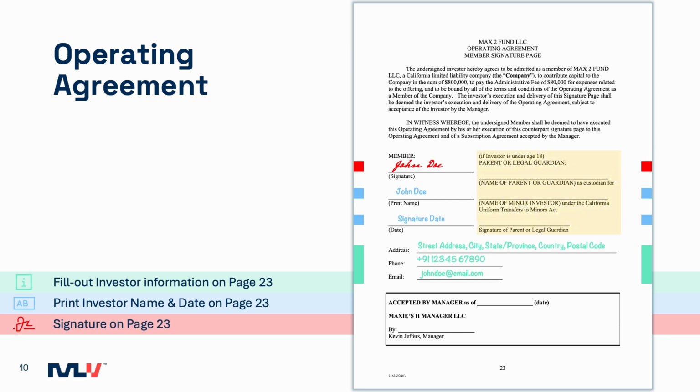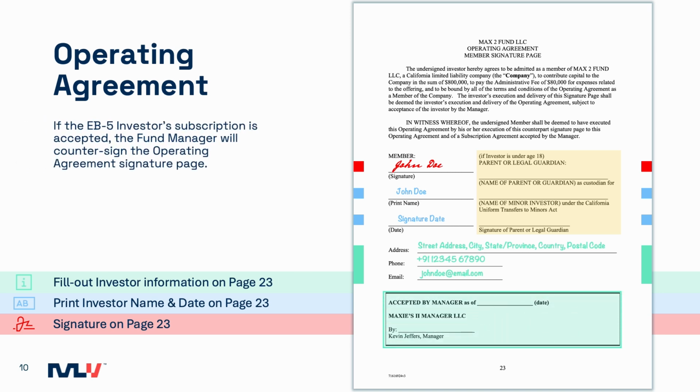The section highlighted in gold is only for investors who are the age of 17 or younger. Minor investors require a parent or legal guardian to sign the documents in addition to the minor investor's signature. For an EB5 application, a parent could gift money to a child and have that child file a petition for themselves. Once the investor is accepted into the fund, the fund manager will countersign the operating agreement.